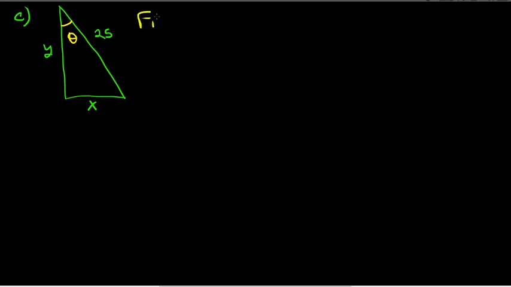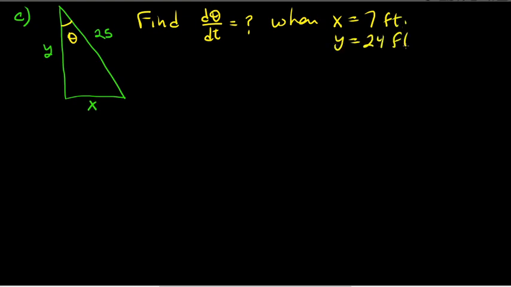And what we really need, of course, is how quickly that angle is changing. So that's the rate of change of the angle, right? Rate of change is the derivative of theta. So what is the derivative of theta, when x is 7 feet? And of course, we know by now y is 24 feet. So that's the question.